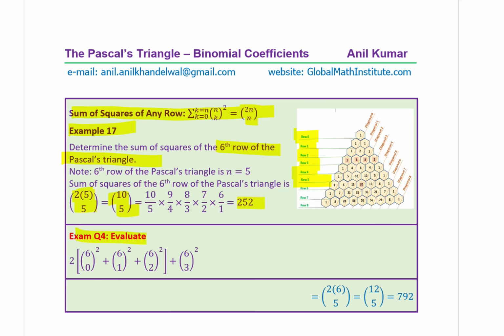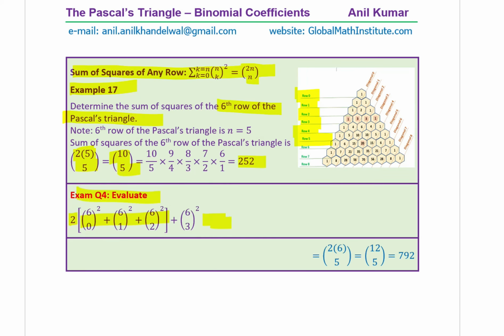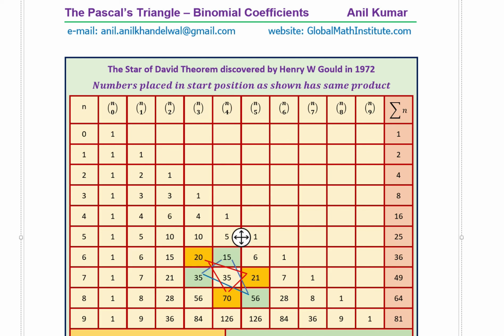So here is an examination question where it is written in the binomial coefficient form. It is 2 times the square of 6C0 plus the square of 6C1 plus the square of 6C2, everything multiplied twice, plus the square of 6C3. Find the sum of this particular expression. The next question here is another very important observation.